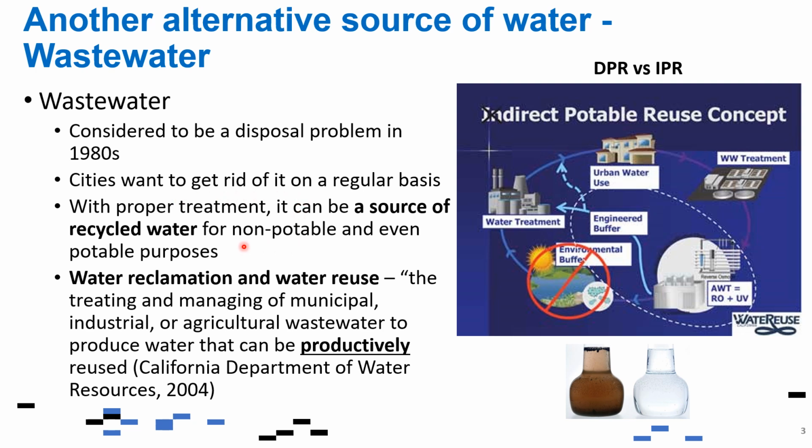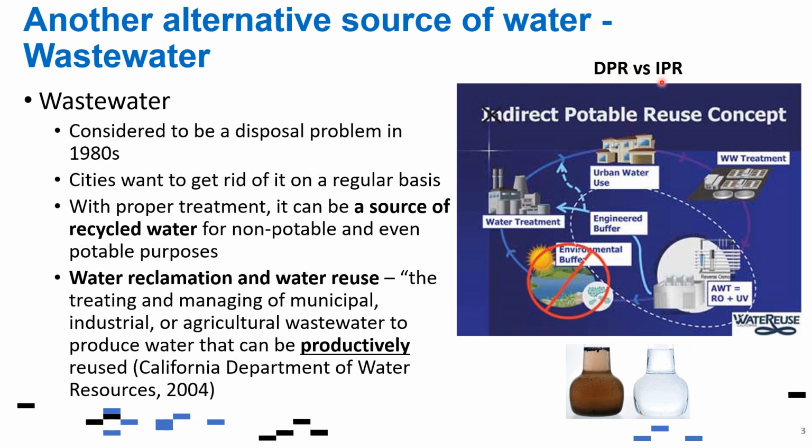The terms used are water reclamation and water reuse. Basically, it refers to treating and managing this wastewater to produce something that can be productively reused, depending on the end use or end use application. On the topic of the potable reuse concept, this is basically talking about the highest grade of water possible from the treatment process. We can divide that into two kinds of process, DPR and IPR. DPR stands for direct potable reuse, and the other one is indirect potable reuse.